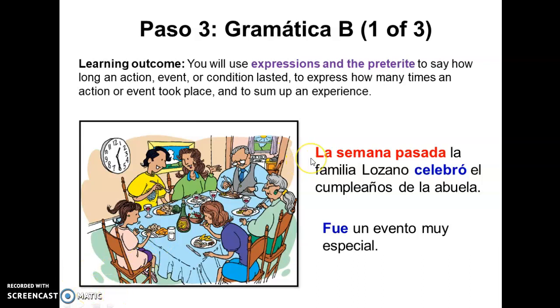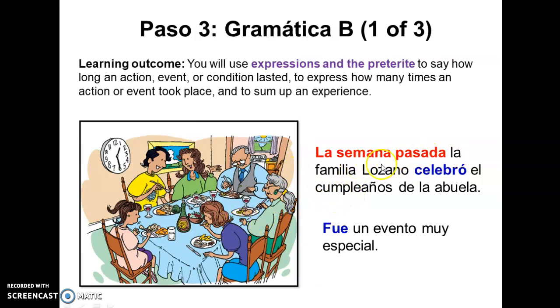Okay, so today we are going to discuss expressions and the preterite. There are certain expressions that are a clue for you to know that something, an event, an action or condition, happened in the past. And also to express how many times something or an event took place. So let's look at this example here.